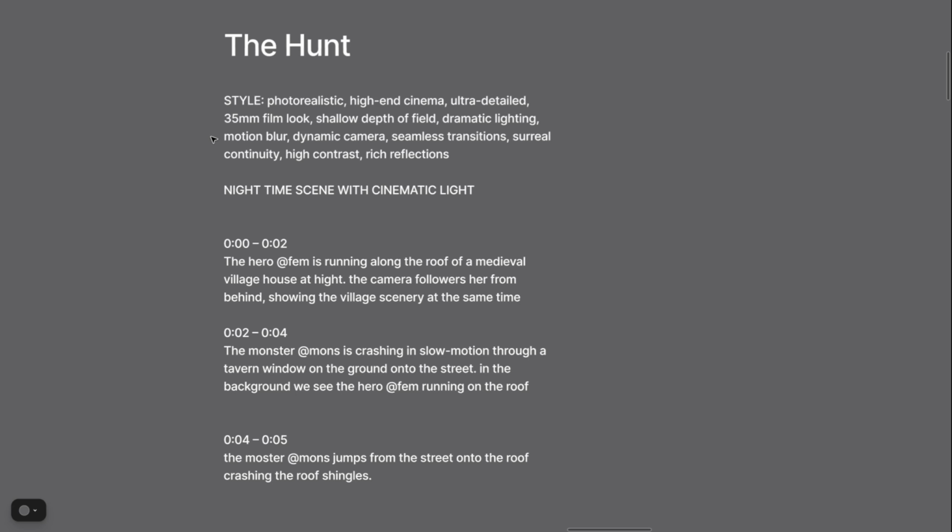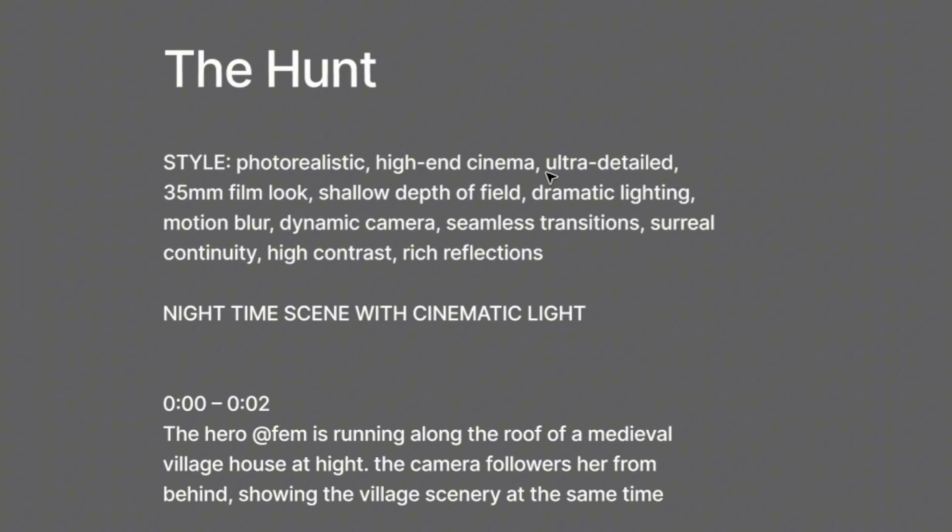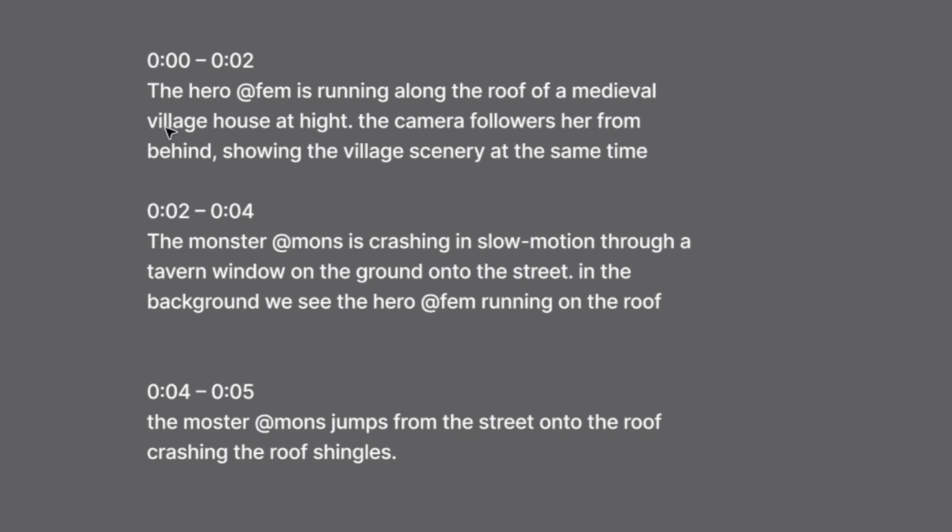After this, we're already going over to the text prompt for Seedance 2. Now here you can see I'm starting with the style, describing that I want high-end cinema, ultra detailed 35mm film look, shadow, depth of field and so on, so that I get this kind of look, and I specify here it's a nighttime scene with cinematic light.